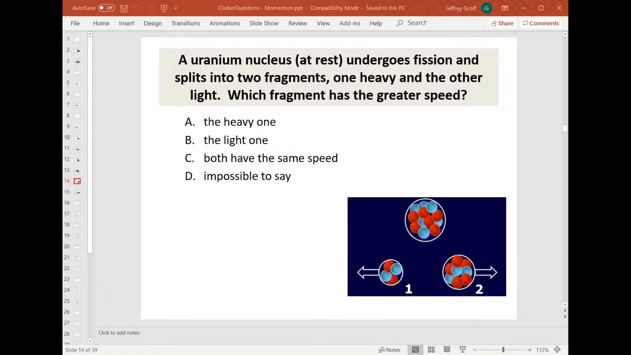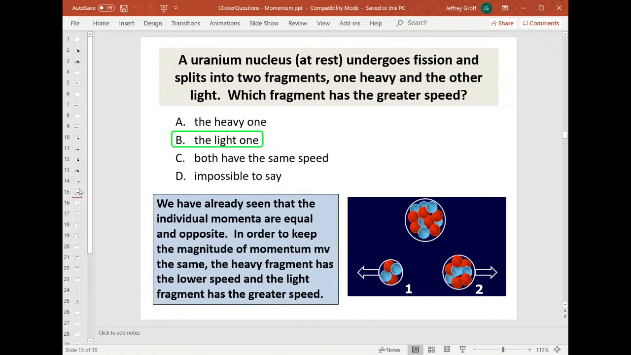71% of you picked the right answer, which is B, the light one. The light one must have higher speed. It has less mass, so if they both have the same momentum, if you have less mass, you must have more speed to compensate.